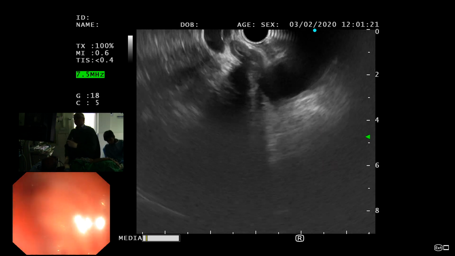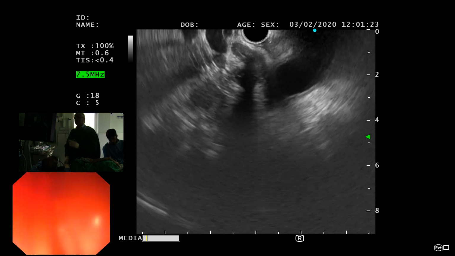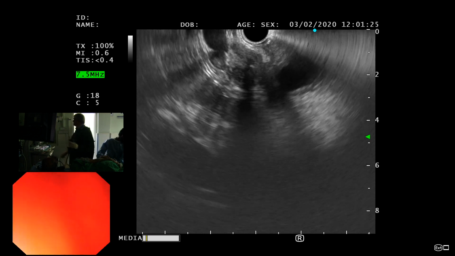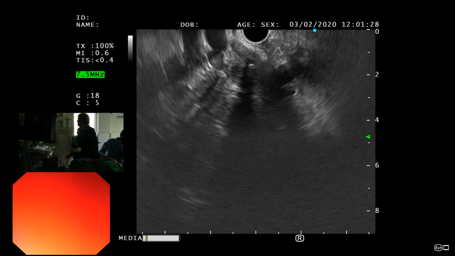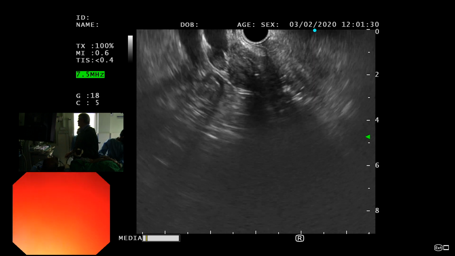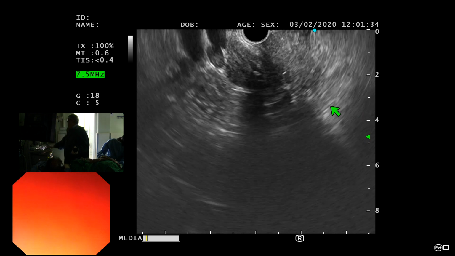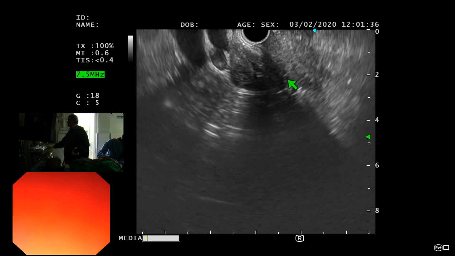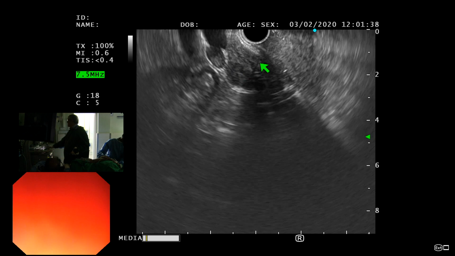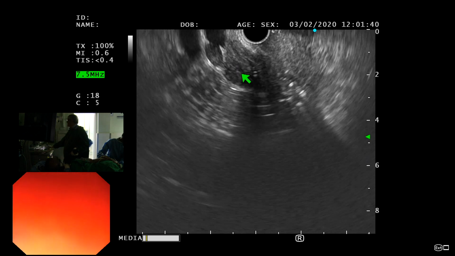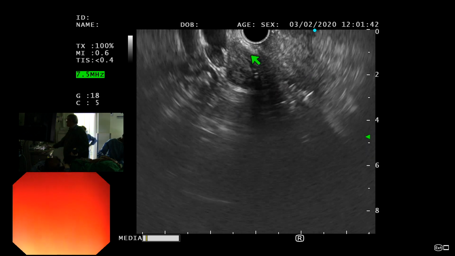I'm very tempted to do an FNA here as well. Khalid, I'm very tempted to do something in this area. I feel FNA is not a bad idea, in the area where the stricture is. I think this area doesn't look good at all to me.